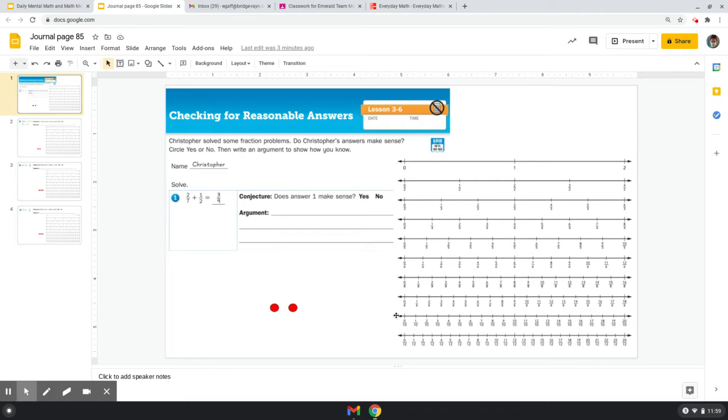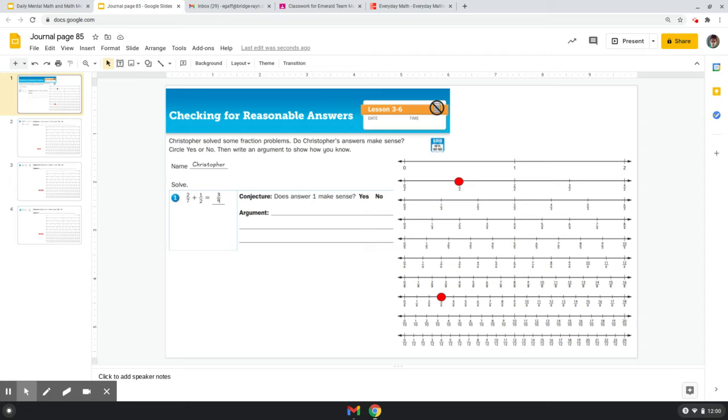Sevenths are not on our number line, but 1/2 is, and so is 3/9. So I'm going to take these red dots and I'm going to slide them over. There's 1/2. And here is 3/9. So even though I can't find 2/7, I'm looking at these dots and I'm thinking to myself, if I already have half, and then I add something to it, does it make sense that my answer would be 3/9? Yes or no? No, it doesn't really make sense.